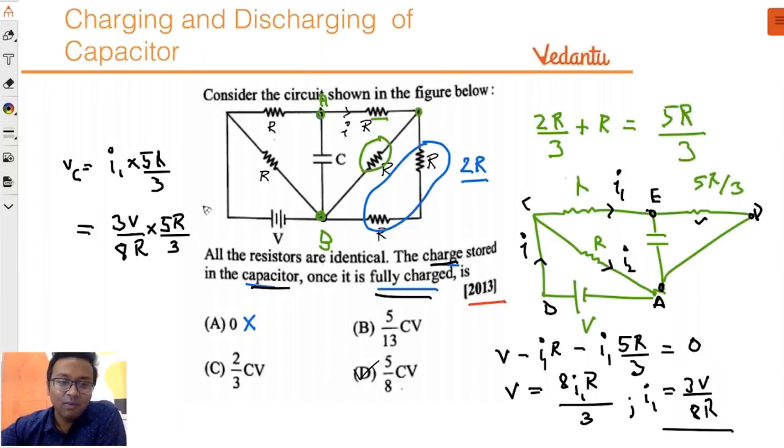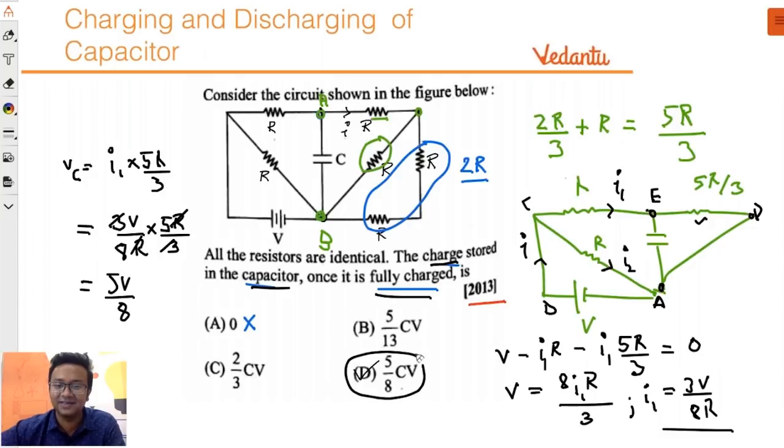Alright, students. What do I get here? R and R is going to cancel, 3 and 3 is going to cancel. So I have got it as 5V upon 8. Clear, students? Then I think you must have already guessed it. What is the charge stored in the capacitor? This is the answer here. That is 5 by 8 into CV is the charge stored in the capacitor once it is fully charged.